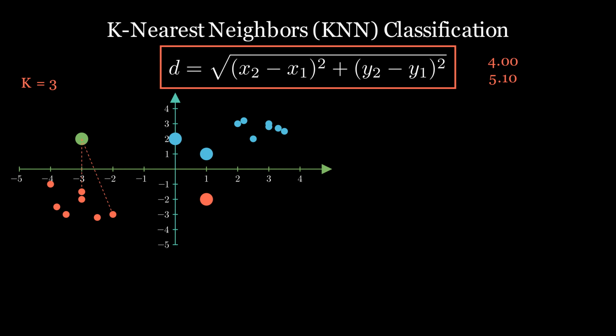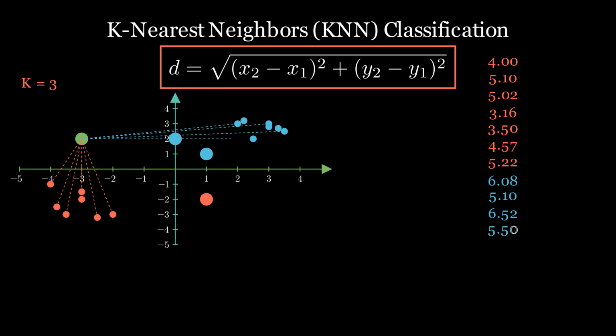Let's classify the test point at position -3, 2. We start by calculating the Euclidean distance between this point and all training points. Next, we select the k-nearest neighbors. Here, k is 3, so we choose the 3 closest points. Among the 3 nearest neighbors, 3 are from class A, red, and 0 are from class B, blue. Since the majority is from class A, the test point is classified as red.